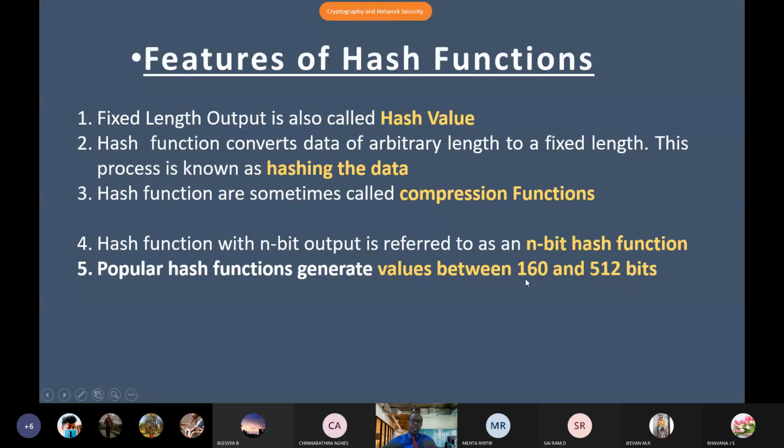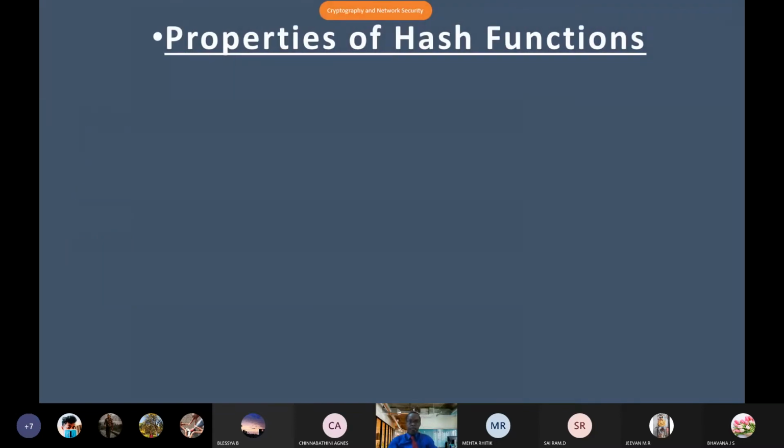So we do this technique in order to secure our data, in the form of confidentiality as well as integrity. All right. And the properties are new. Yesterday we did not see the properties, so we are going to see some properties. This hash function has 3 properties.